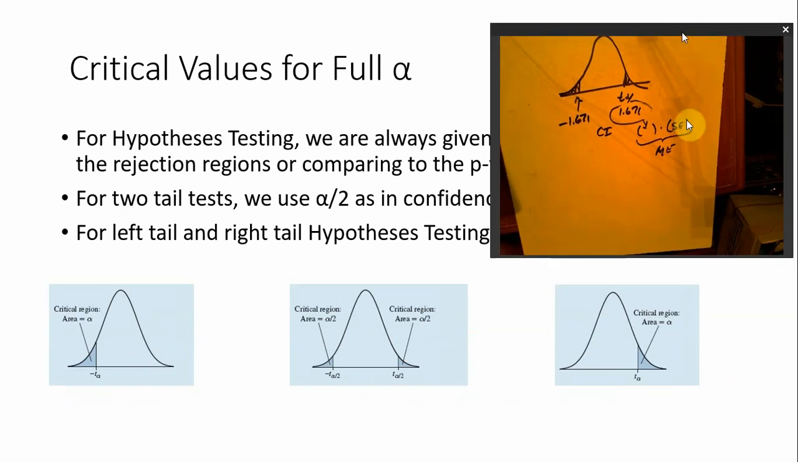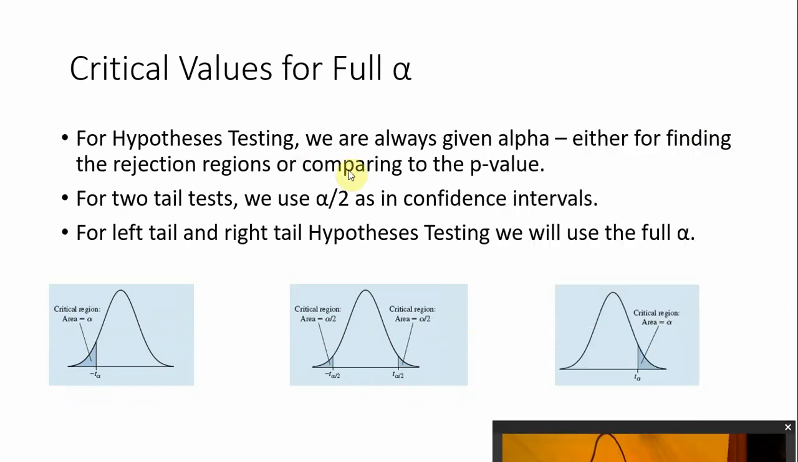So for full alpha values, so for hypothesis testing, we're always given alpha, either for finding the rejection regions or comparing to the p-value. And again, we'll do p-values later. For two-tailed tests, we use the alpha over 2, just like we did in confidence intervals. But if we're doing left tails or right tails, we just use that full alpha. Okay, and they will give us the value of the alpha directly during hypothesis testing. That's one of the big differences. In confidence intervals, you're always given the confidence level. In hypothesis testing, you'll be saying, here is this alpha level. Here's the testing level, and that's the alpha.